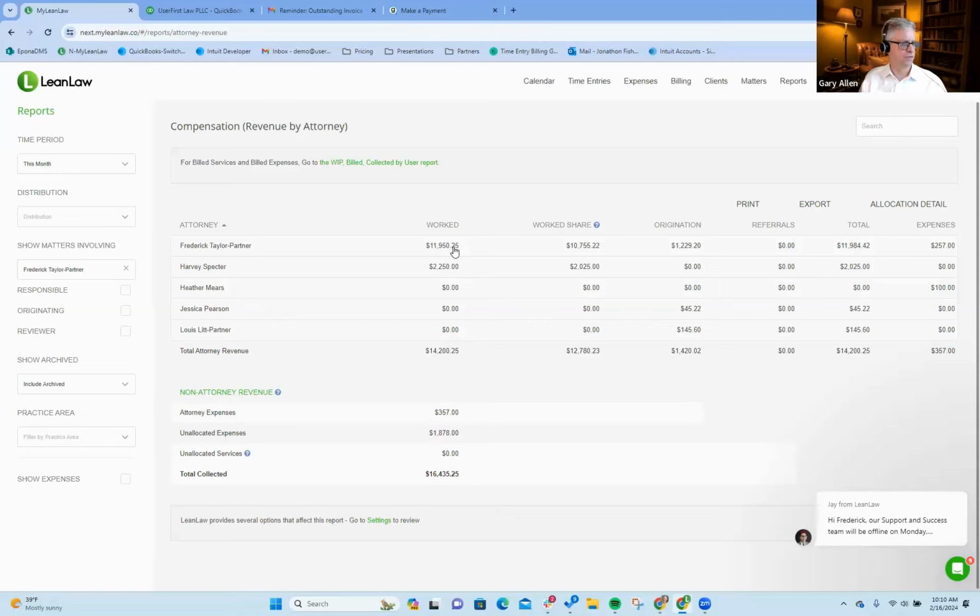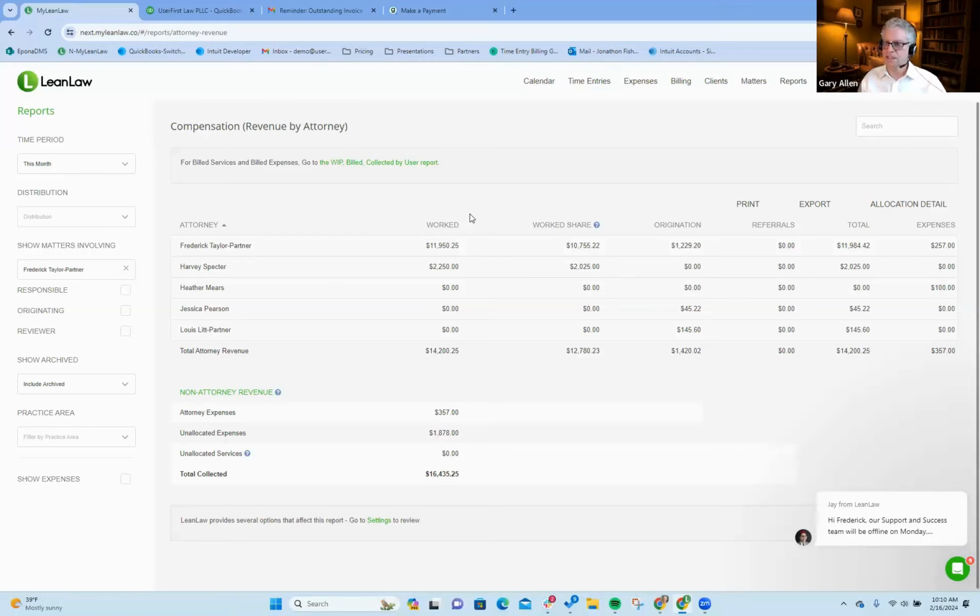So okay, for this month all these attorneys, Fred worked $11,950, so his share of that is this. He gets another 1,200 in origination. There was no referral on this one, or the firm does not have a referral percentage. So okay, he's owed almost $12,000 this month. He may have an offset for certain expenses on his matter. That's all laid out here. So this is the accounting of the compensation.